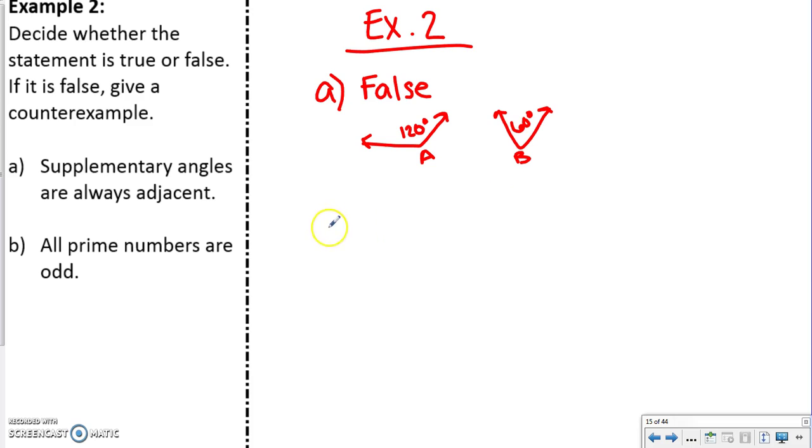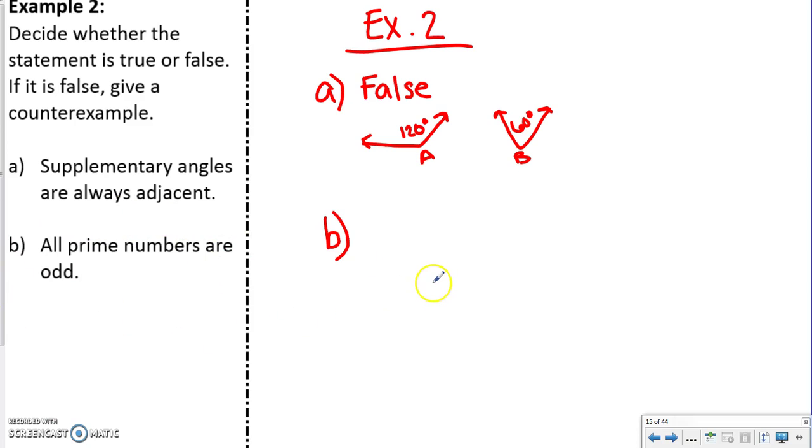Okay? All right, now let's look at part B. So all prime numbers are odd. Well, first you have to remember what a prime number is. So a prime number, the definition says, is any number that is divisible by 1 and itself only. So for instance, 7 is a prime number because it's only divisible by the number 1 and the number 7 itself. Okay?